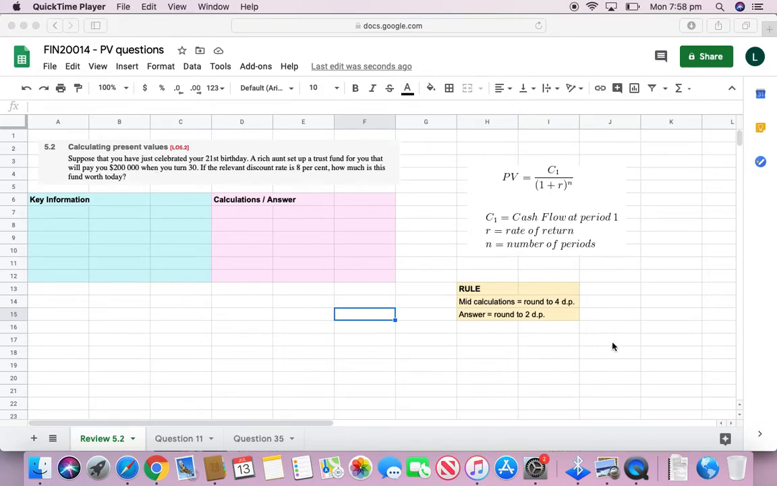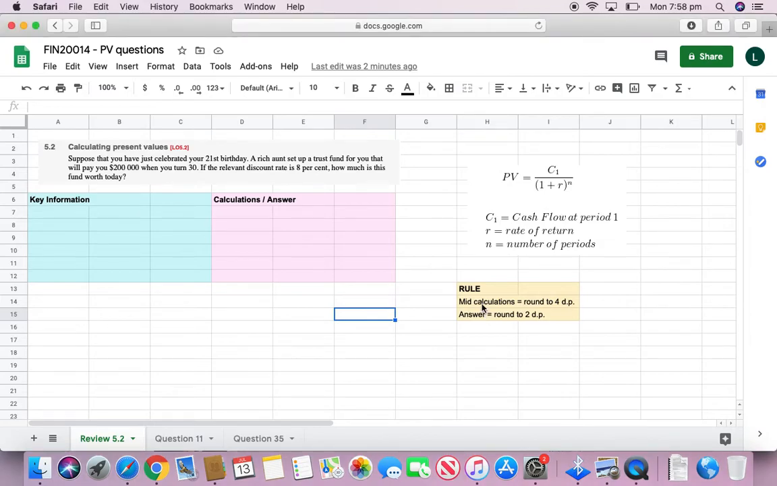What I've got here is our present value formula. Present value equals the cash flow at the end of the period over 1 plus R, which is the rate of return, to the power of the number of periods. In all these questions, our periods are years. I've put in a little rule down here for how we calculate. How many places do we round to? If we're mid-calculation, we round to 4 decimal places, and our answers are rounded to 2 decimal places.